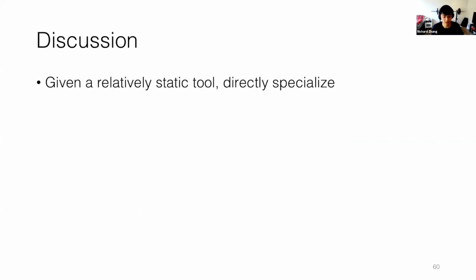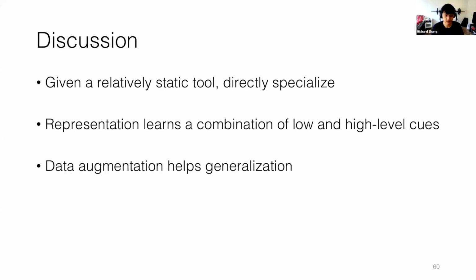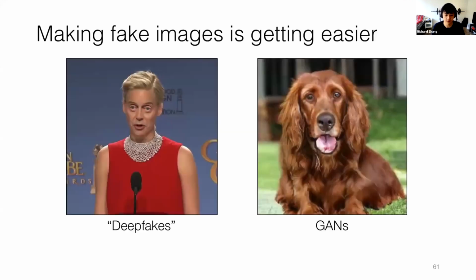Okay, so what we've seen here is that if you're given a relatively static tool, it does pay to directly specialize for it. Like Photoshop, there are a few major releases a year. So if you train a Photoshop detector, there are going to be maybe millions of users using it, so it's going to be relevant for a long time. The representation we learned seems to pick up on both low and high level cues as well. And the data augmentation helps generalization, for example, if you're doing print rebroadcasting.